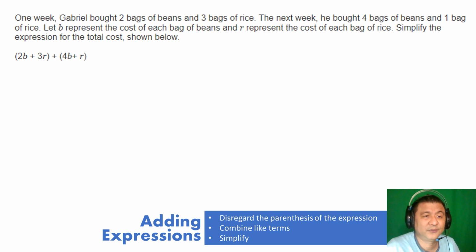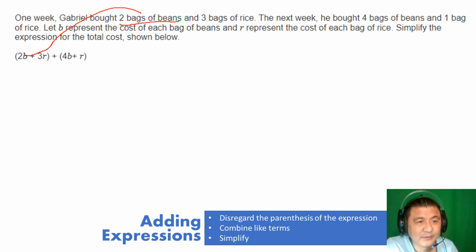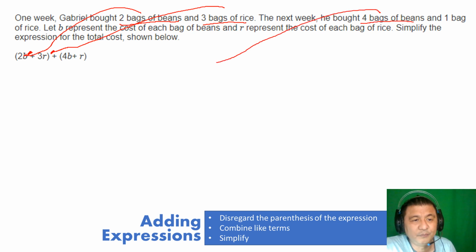Now, let's try another one. Sometimes it's applied in word problems. One week, Gabriel bought 2 bags of beans, 2B, there you go, and then 3 bags of rice, 3 bags of rice. B for beans, and then R for rice. Next week, he bought 4 bags of beans, 4B, and 1 bag of rice.